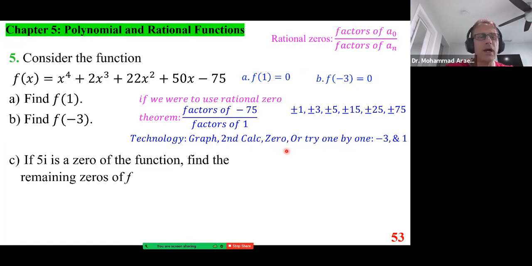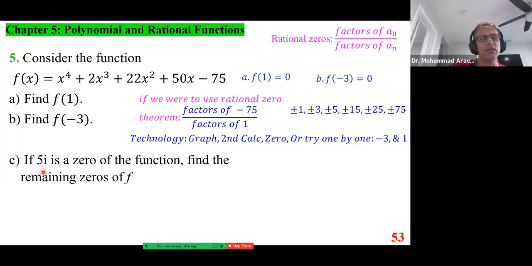If 5i is a 0, find the remaining zeros. Okay. Number 1, this is degree 4. That means there are 4 zeros. Some of them may be repeated, but there are 4 complex zeros. 2 of them happen to be real.